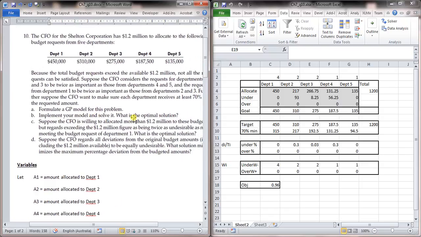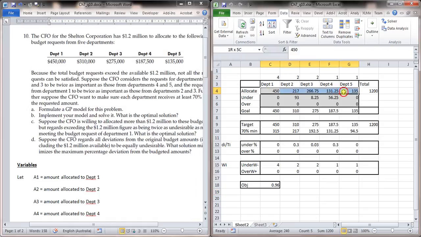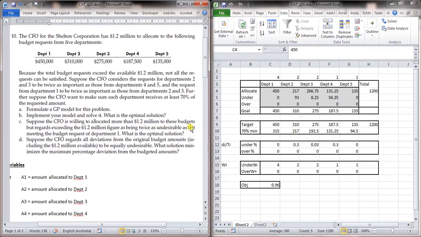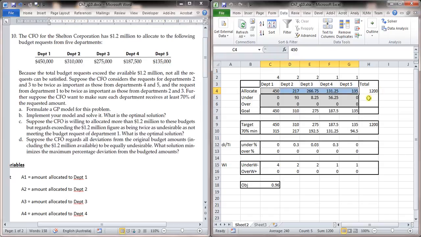We have implemented the model and have solved it, and this is our optimal solution. Now it says, suppose the CFO is willing to allocate more than 1.2 million to this budget. That means he has some flexibility regarding this total amount, and says exceeding the 1.2 million figure is being twice as undesirable as not meeting the budget request of department 1.